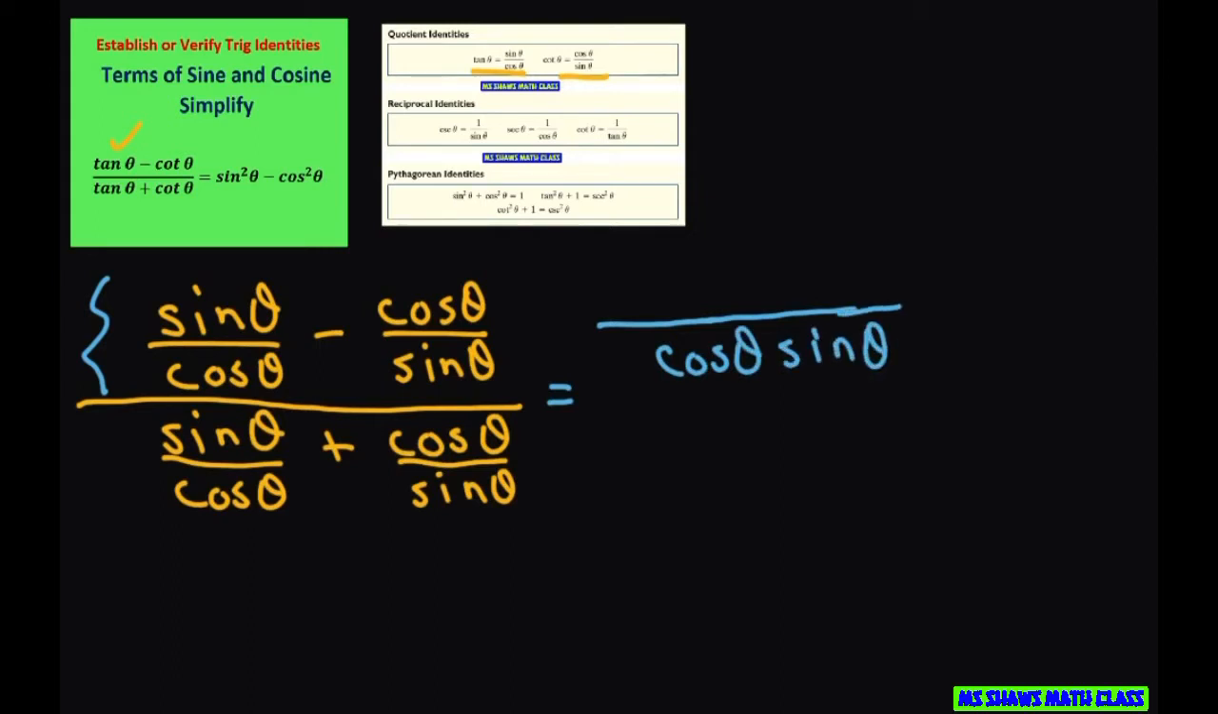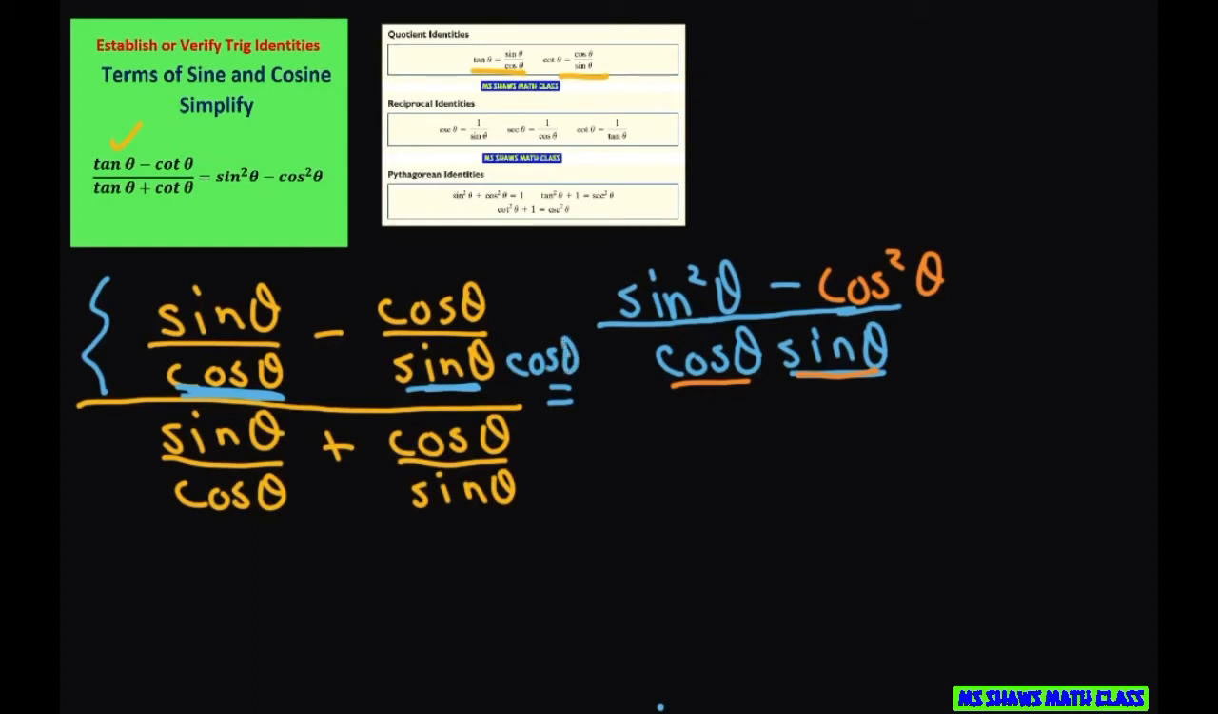Now, to get the same, the old denominator here was cosine. So to have a sine, we have to multiply this by cosine. So we're missing the sine. So this is going to be sine squared theta minus, now this one, we have the sine, but we're missing the cosine. So you have to multiply this by cosine. So cosine squared theta.